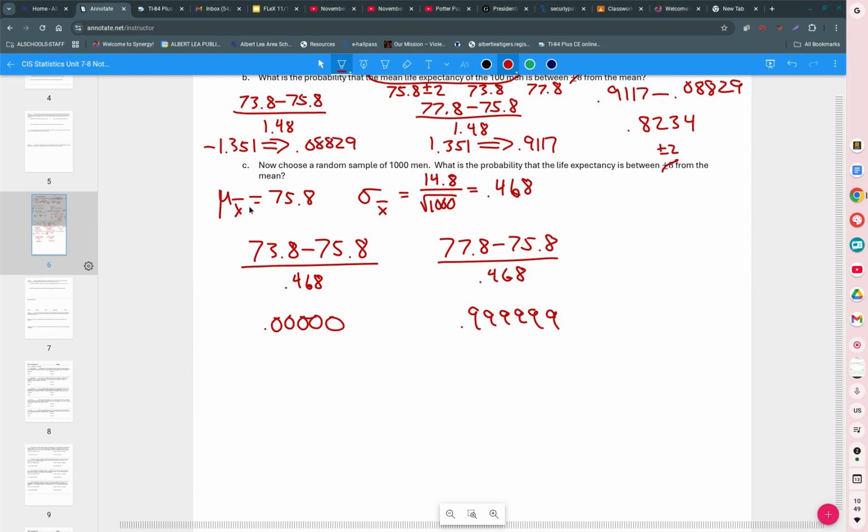Were people able to come up with a z-score of about -4, and then a z-score of about +4? Which is a little bit more than that, right? And so that translates to basically no chance that it's less than that, and basically 100% chance it's less than that. So what does that tell us? What is the chance that we select a group of 1,000 where the mean is somewhere between 73.8 and 75.8? It is almost absolutely certain or not certain? Certain.